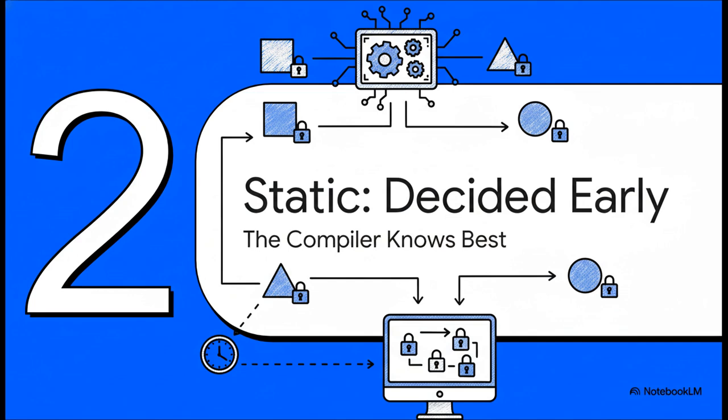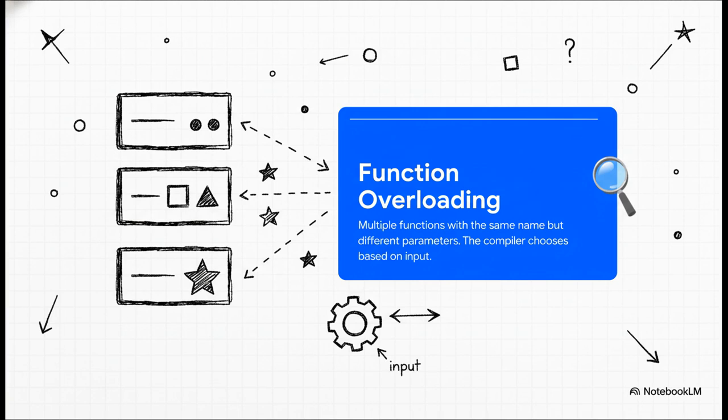All right, let's start with that first path, static polymorphism. This one's the simpler of the two, because all the decisions are made up front by the compiler. No surprises later on. So the most common way you're going to see static polymorphism, especially in languages like C++, is through something called function overloading. It's a really straightforward idea. You can have a bunch of functions with the exact same name as long as they have different parameters, either a different number of parameters or different types.